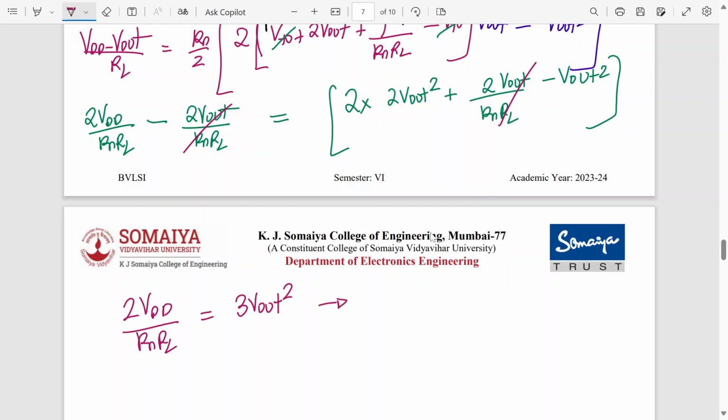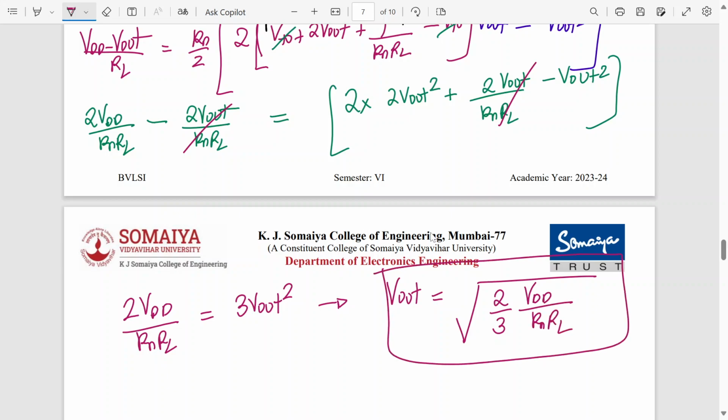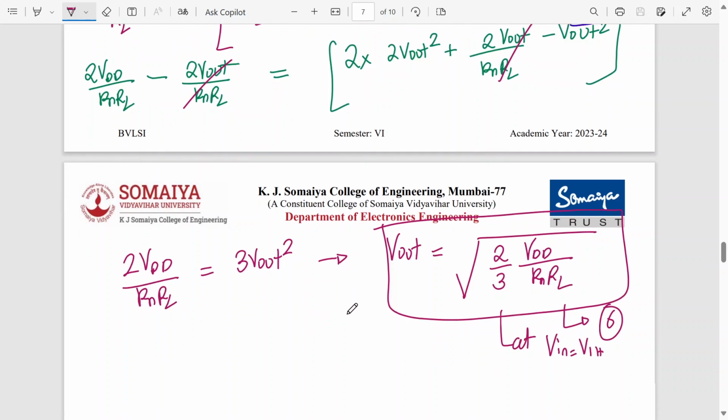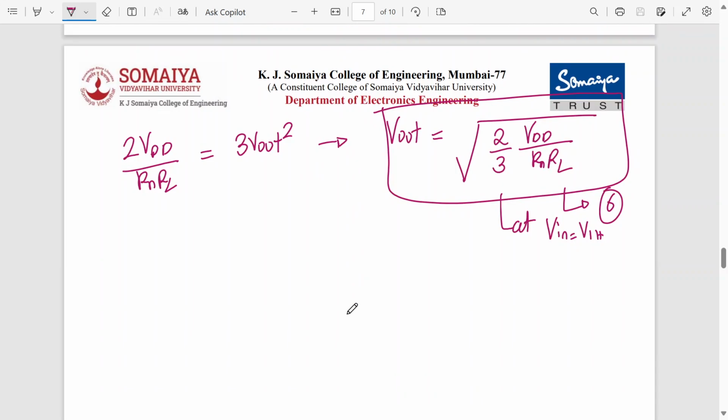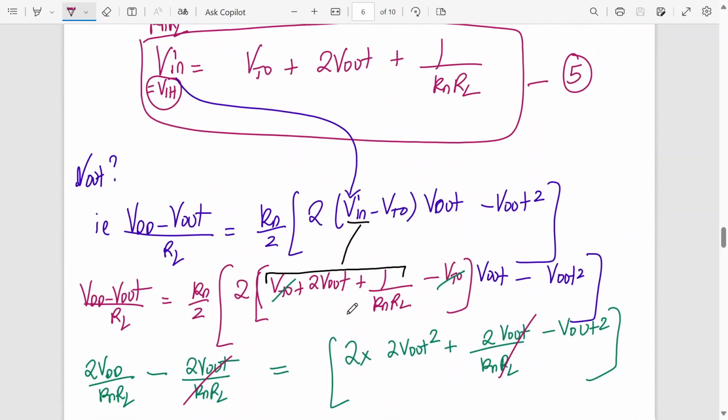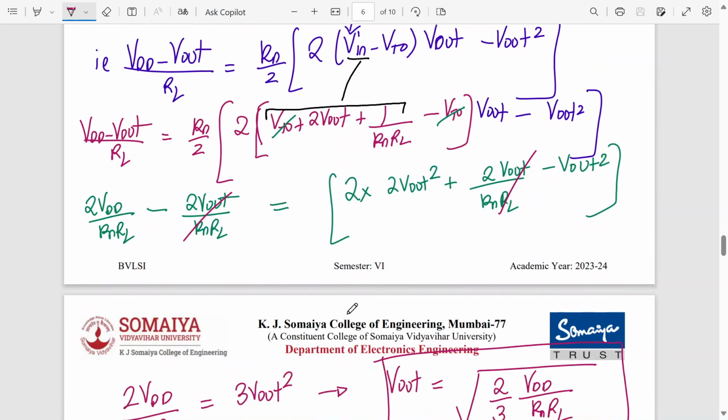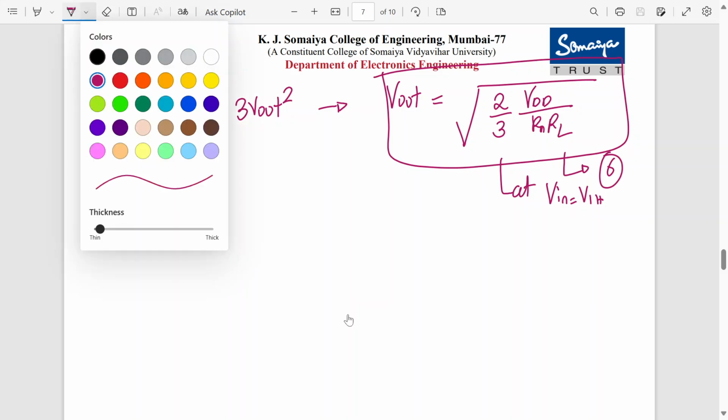Okay, so we can write V out is equal to square root of 2 by 3 VDD upon Kn into RL. This we call expression number 6, and this is happening at Vin equal to VIH. The VIH and VIL derivations are quite lengthy. So now substituting equation number 6 in equation number 5. Let me write expression number 5 again.